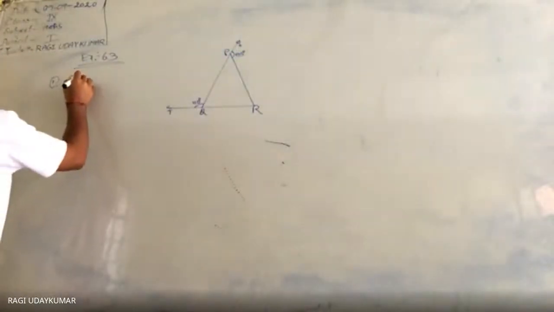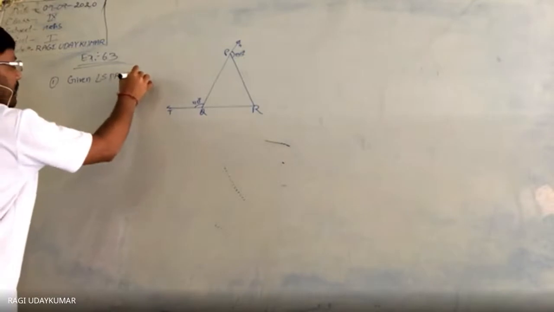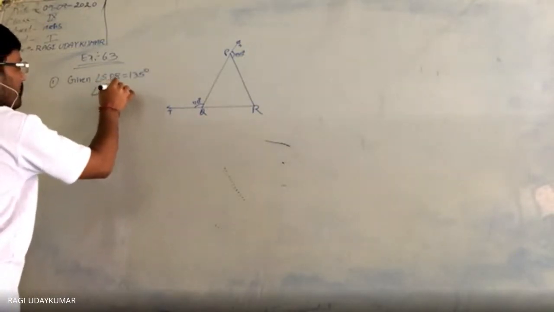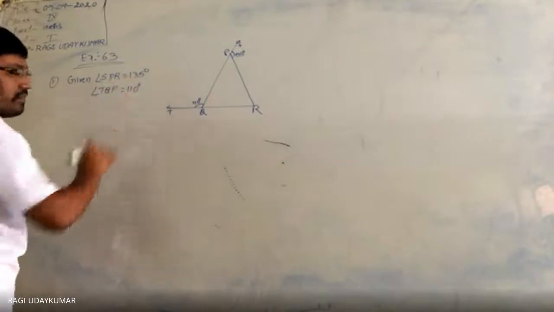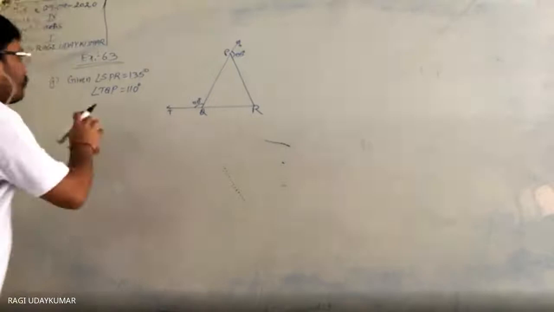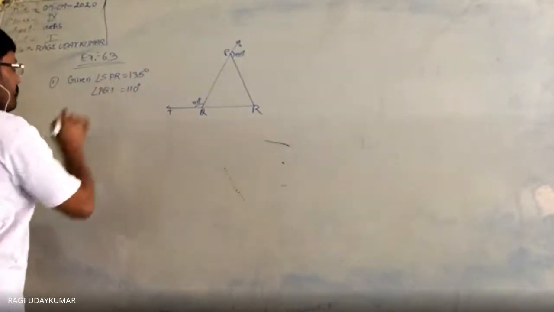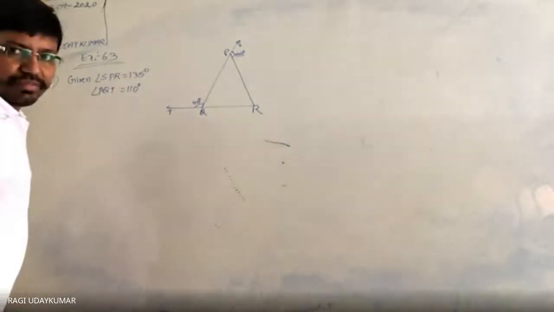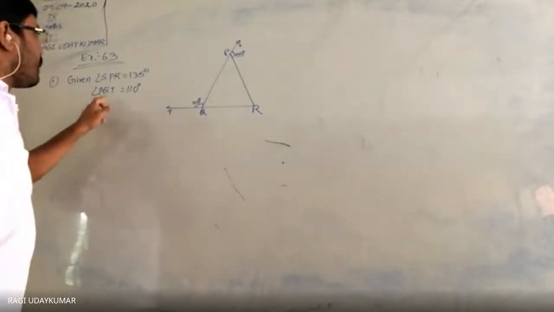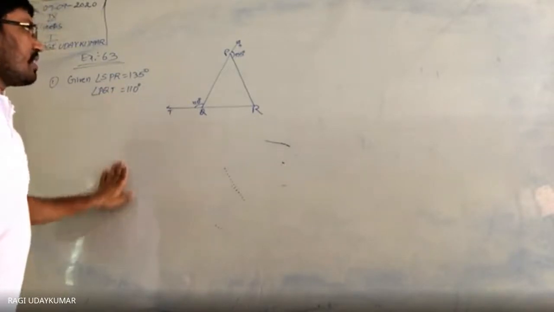So what are the given things you write here? Given: angle SPR is equal to 135 degrees and angle PQT is equal to 110 degrees. PQT is given in the textbook, so better you write that one only, to avoid confusion. These are the two things given to us.